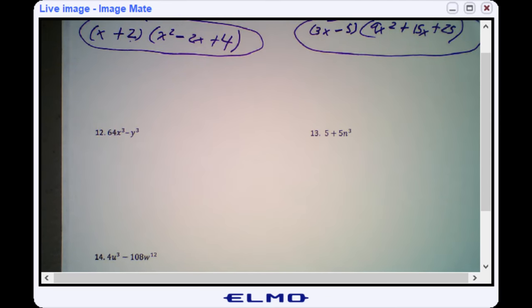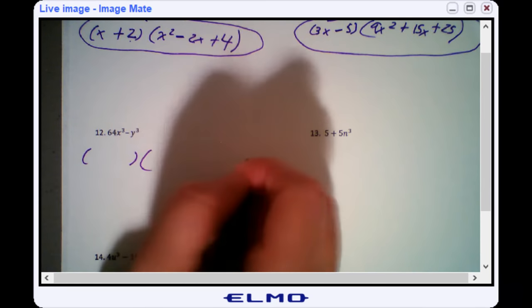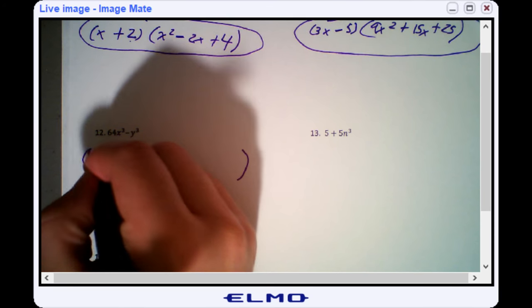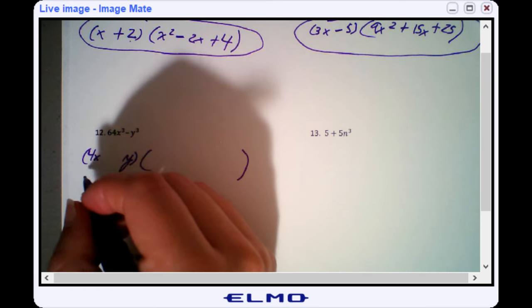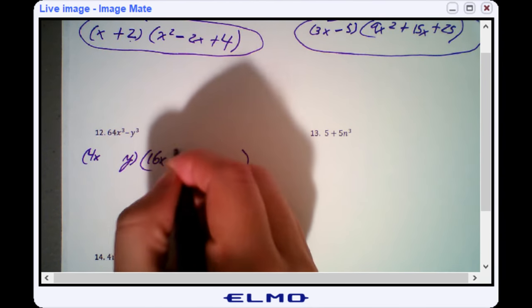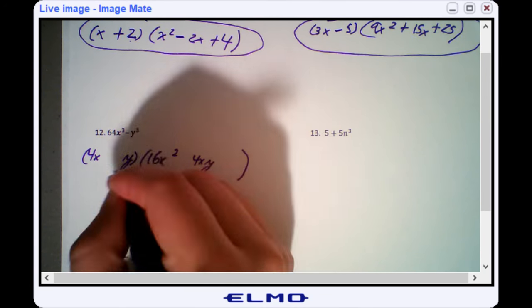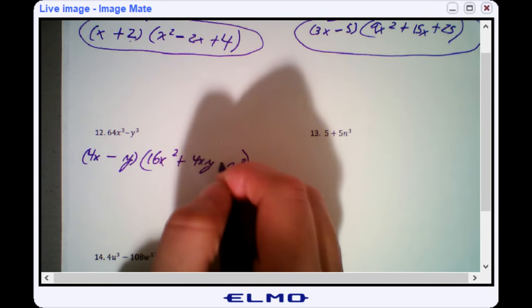For 12, again, we look for a GCF, no GCF. It's a binomial. I see cube, so I'm hoping it's a perfect cube problem. 64 is on my list, so it is. I'm going to have my smaller parentheses, my longer one. Cube root of 64 is 4. And then y for y cubed, cube root of y cubed is just y. 4x times 4x is 16x squared. And then we multiply them together, so that's 4xy, and then we're going to square the y. Same sign, so it's going to be minus. Opposite, always positive.